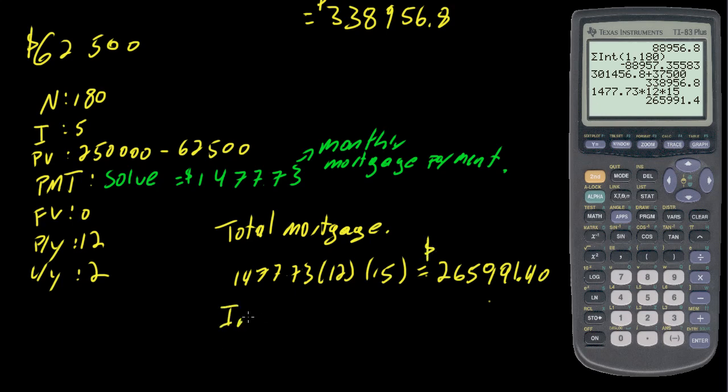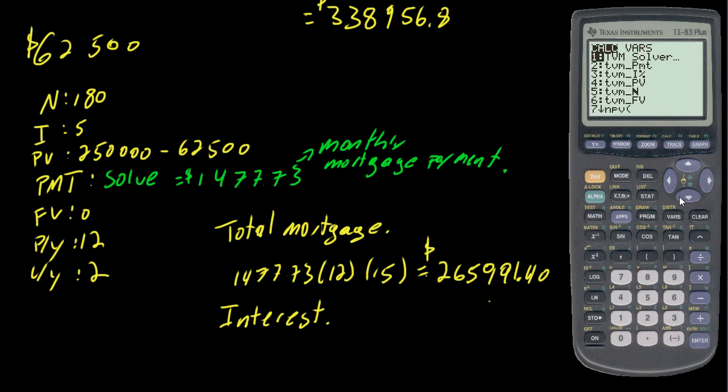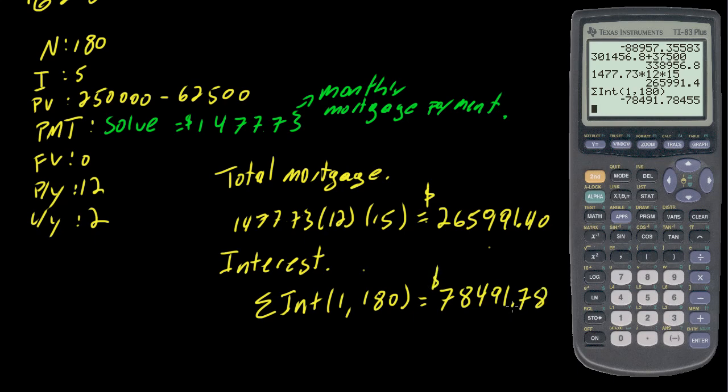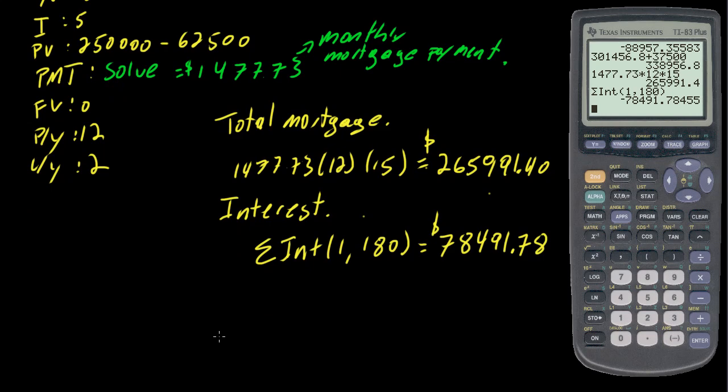Cool. Let's do our interest now. So interest, you know what? I think I'm just going to do it the easy way here, the faster way, I'll say. I think I'm just going to do it the Sigma INT way, where I calculate from the first month all the way to the last month, and enter. So I'm just going to make sure the marker knows that that's what I did. So I'm going to put Sigma INT first to 180th month, and I'm going to get $78,491.78 of interest.